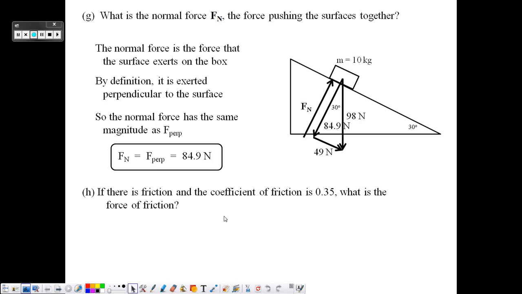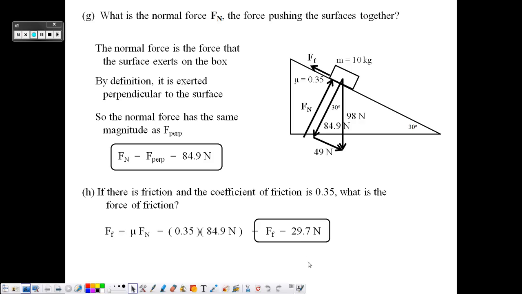Now, let's say there's friction. If the coefficient of friction is 0.35, what is the force of friction? Well, the force of friction will be directed up the plane. The magnitude can be found by mu times the normal force. And the normal force is now 84.9 newtons. And so multiplying it out, we get 29.7 newtons of friction force.